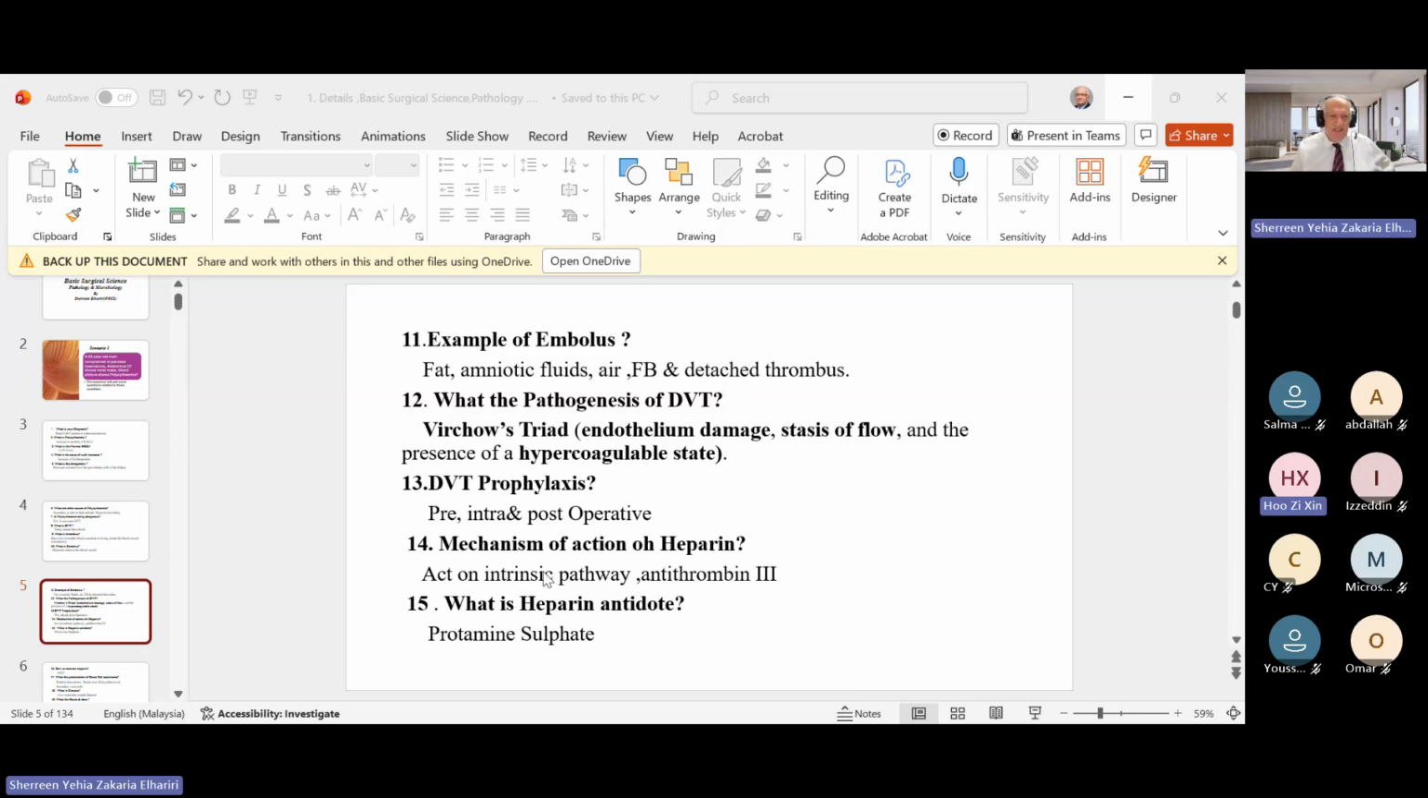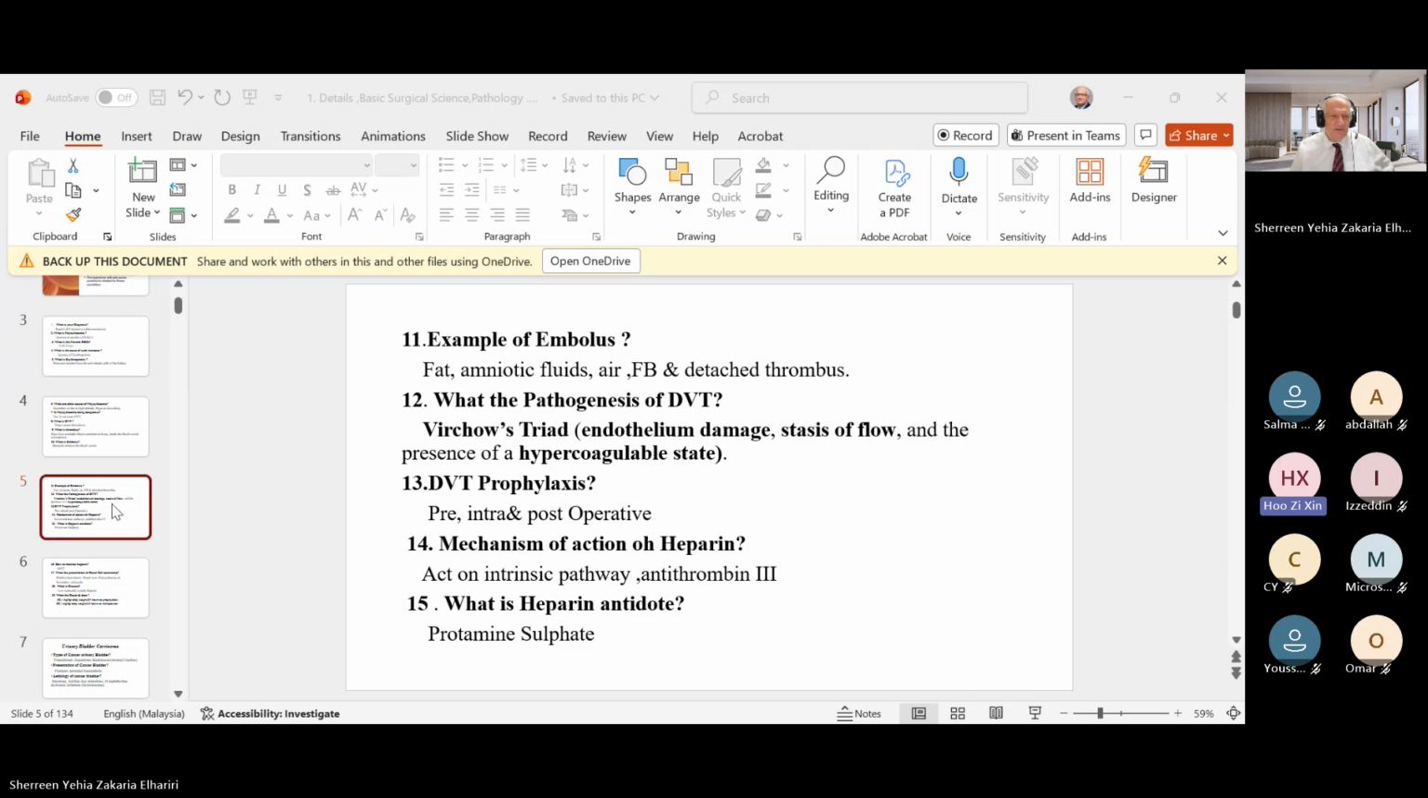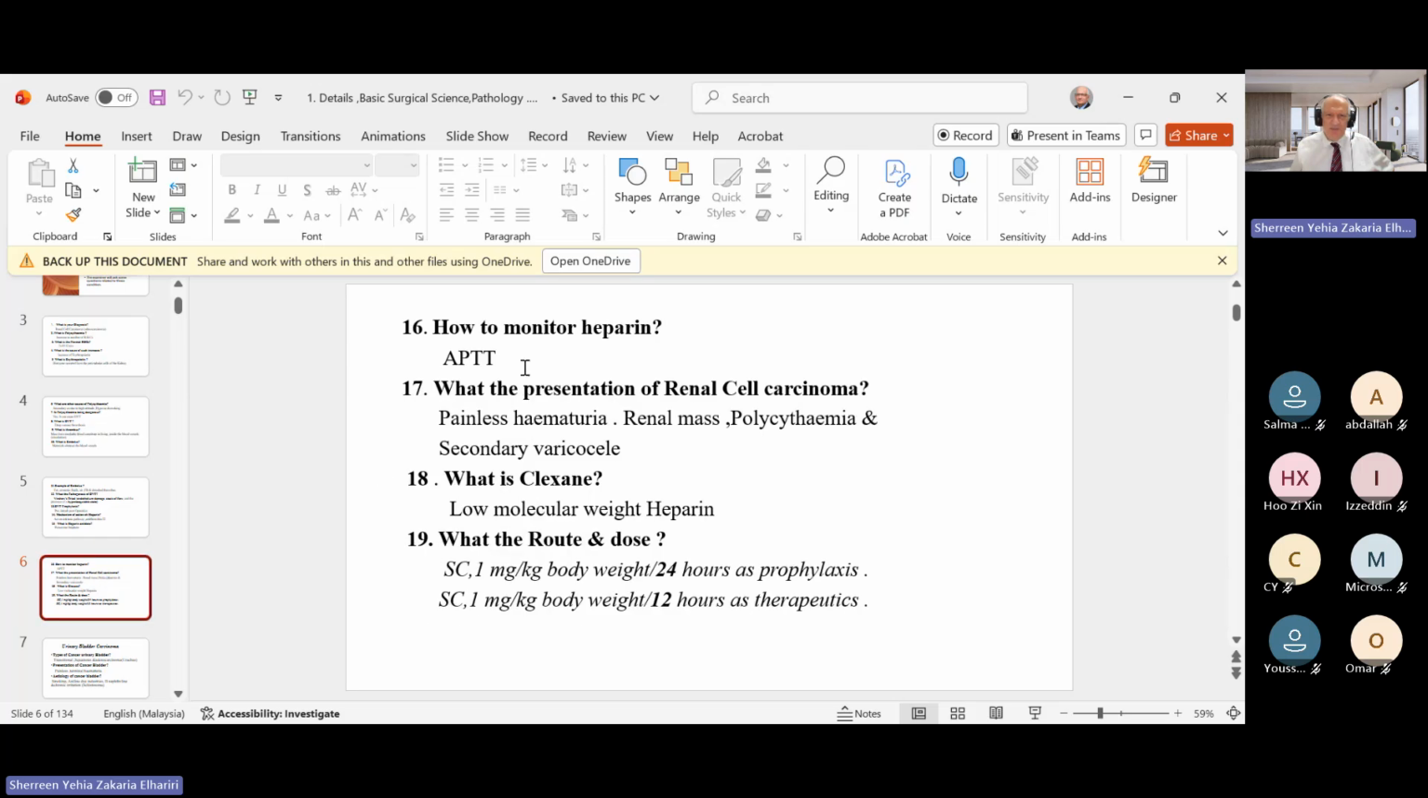What is the mechanism of action of heparin? In which pathway does heparin act? Heparin acts on the intrinsic pathway, inhibiting factors 1, 2, 9, and 10. Okay, what is the heparin antidote? Oh no, that's warfarin. No, protamine sulfate. Okay. How to monitor heparin in the patient? APTT, activated partial thromboplastin time.